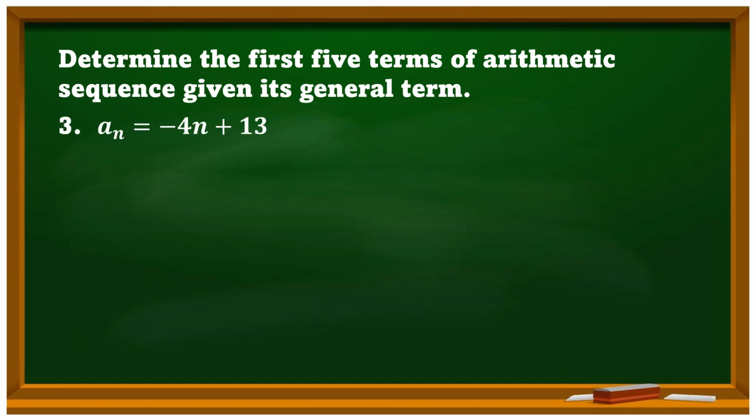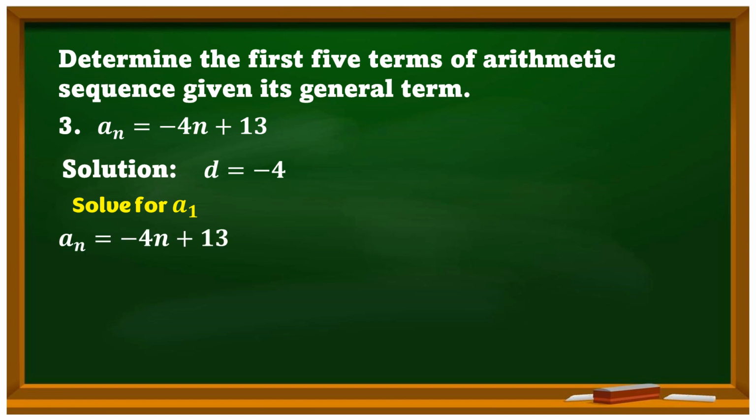For example number 3, we have a sub n equals negative 4n plus 13. So the coefficient of n is negative 4. So therefore, the common difference of the given sequence is negative 4. So we're going to solve now for a sub 1. We have a sub n equals negative 4n plus 13. That is the given general term.